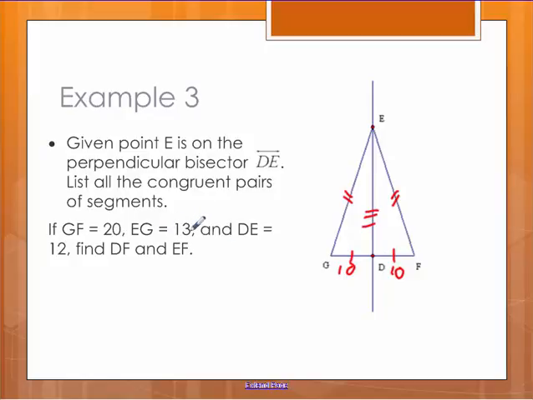I know EG is 13. That's 13. That's 13. And DE is 12. So DF is 10, EF 13. We already figured that out.